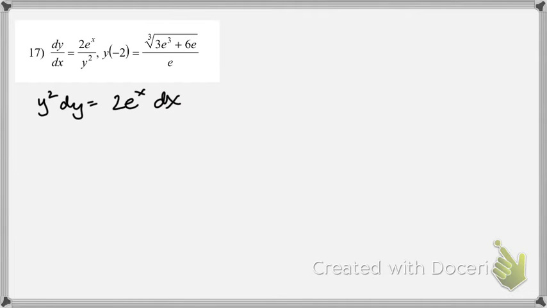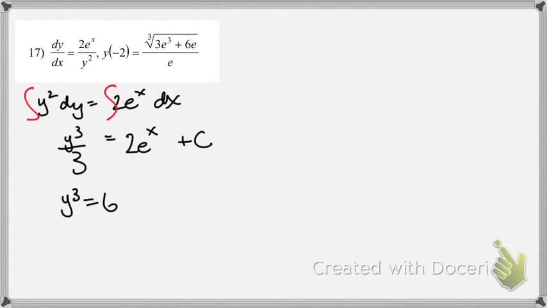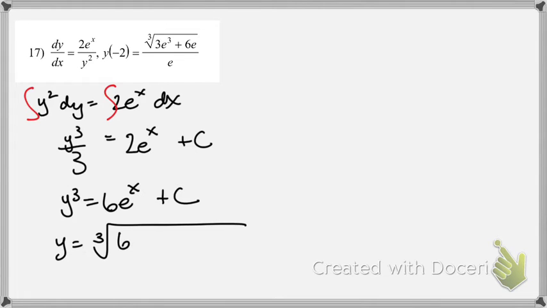Okay, separate the variables. Integrate both sides. The integral of 2e to the x is 2e to the x plus c. On the right side, that's a power rule, y cubed over 3. Get y by itself, multiply everything by 3, and then cube root it. Oops. So y will equal the cube root of 6e to the x plus c. Maybe this isn't going to be so pleasant.